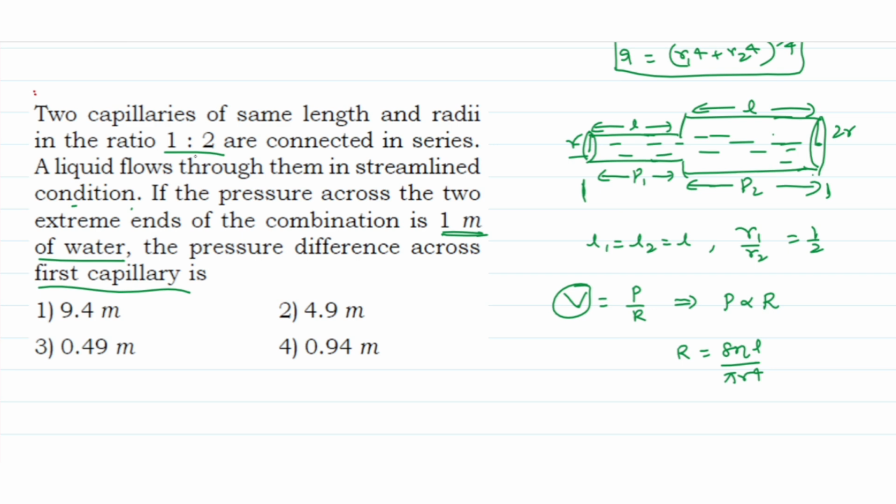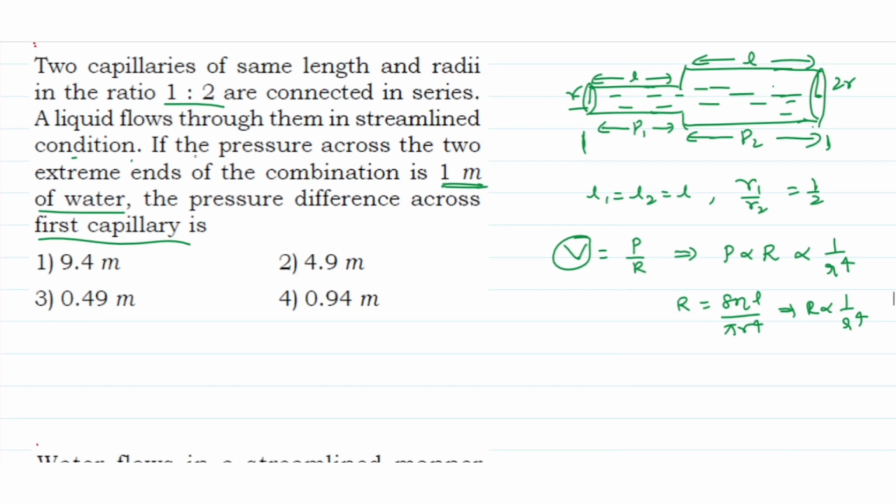How is R related to the radii? R in this case is inversely proportional to r power 4. That means I can rewrite this as: pressure is directly proportional to R, and R is inversely proportional to r power 4. Therefore the relation between the pressure and the radii is that pressure is inversely proportional to r power 4. That means P1 by P2 is equal to (R2 by R1) whole power 4.